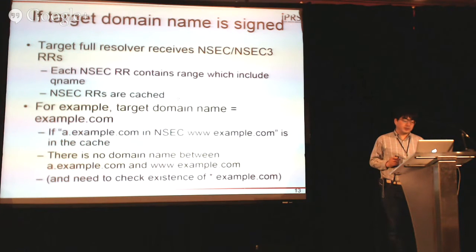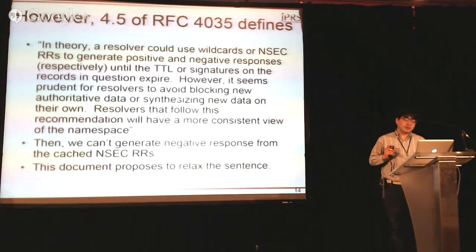For example, the target domain name is example.com. If a.example.com NSEC www.example.com is in the cache, there is no domain name between a.example.com and www.example.com, and we need to check the existence of a wildcard. However, section 4.5 of RFC 4035 says, in theory, a resolver could use wildcards or NSEC records to generate positive and negative responses until the TTL or signatures on the records in question expire. However, it seems prudent for resolvers to avoid blocking new authoritative data or synthesizing new data on their own. Resolvers that follow this recommendation will have a more consistent view of the namespace. Then we can generate a negative response from the cached NSEC records.